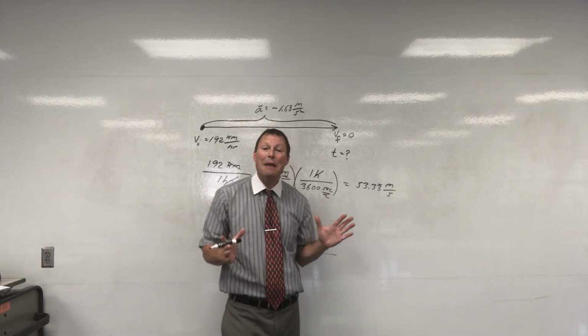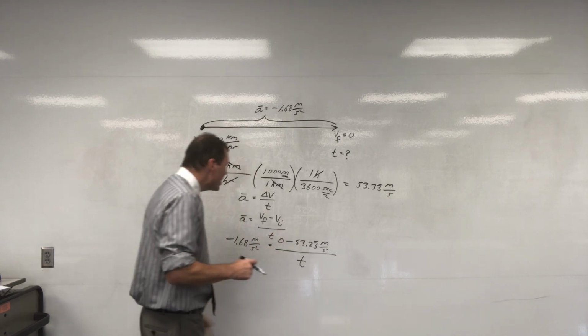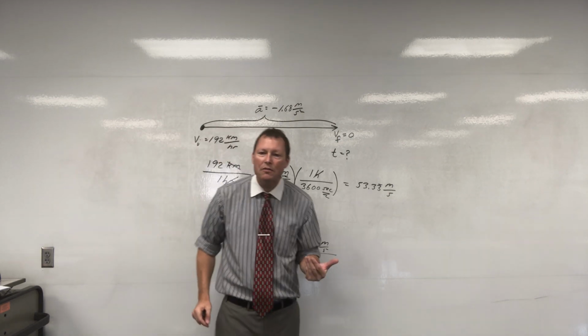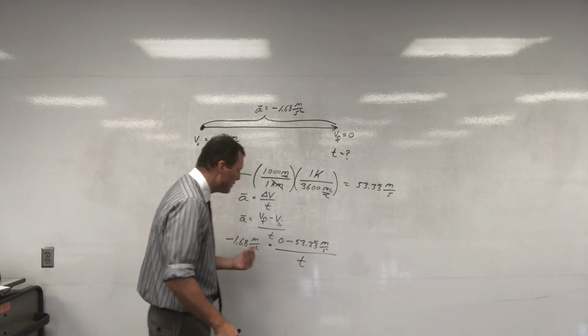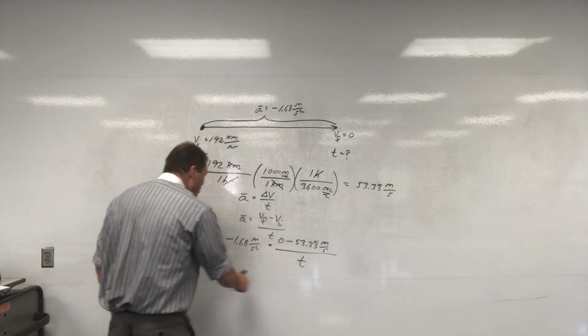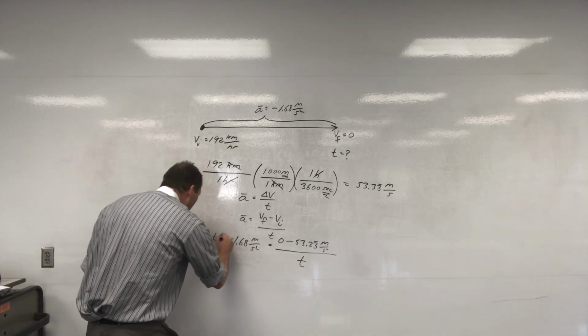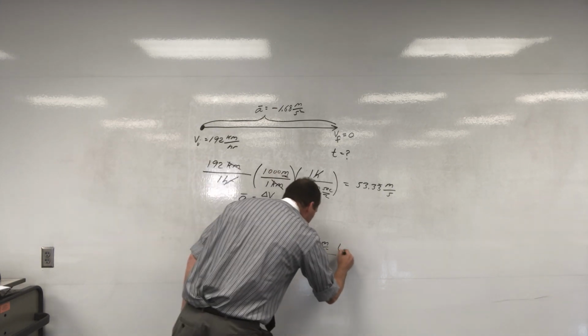And remember, time has to be positive. And it's going to work out to be positive. I've got a negative here, I've got a negative here. 2 negatives are going to give me a positive. Right? So I want to get time all by itself, and I want it in the numerator too. So I'm going to multiply both sides by time.